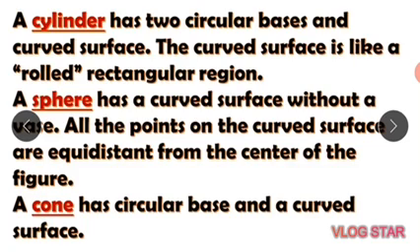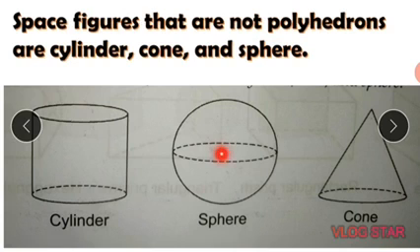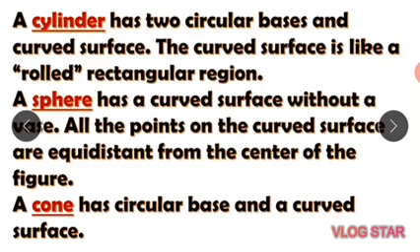Next is sphere, it has a curved surface without a base. All the points on the curved surface are equidistant from the center of the figure. It means that if this is the center, all the points on the circle are equidistant, so equal in distance from the middle of the sphere.